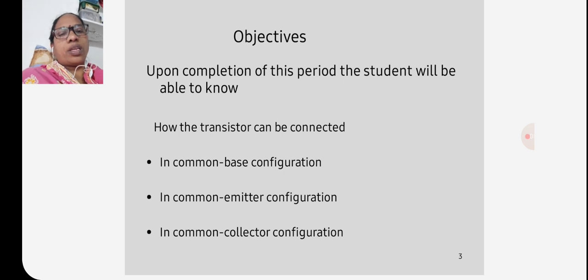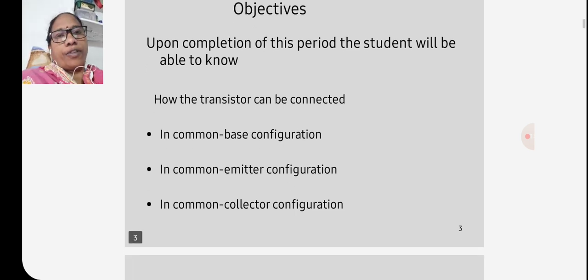The transistor can be connected in three ways: common base configuration, common emitter configuration and common collector configuration. In the last class we discussed the terminals of the transistor. It has the emitter, base and collector. Based on those terminals, we can connect each terminal as the common, so we have the common base configuration, common emitter configuration and common collector configuration.